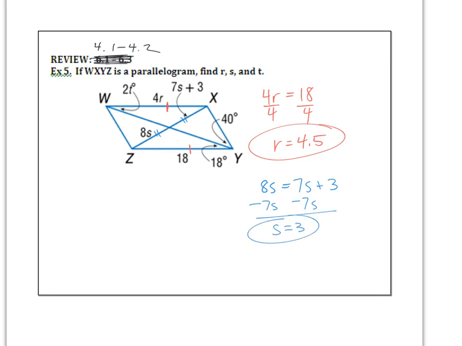And then lastly, let's find the T. So I see the T right here, 2T, and then I see this down here. Since this is a parallelogram, the sides are parallel to each other, and so these 2 angles, the 2T and the 18-degree angle, will be alternate interior angles, and they will be congruent to each other. So divide by 2, T equals 9.